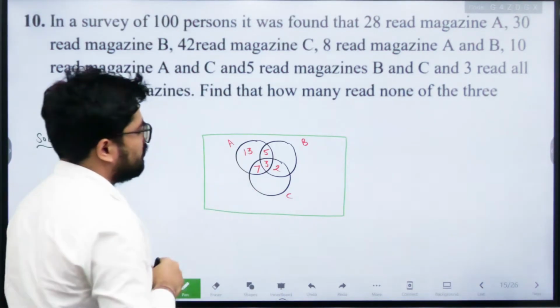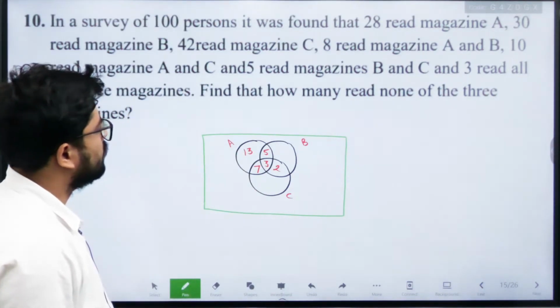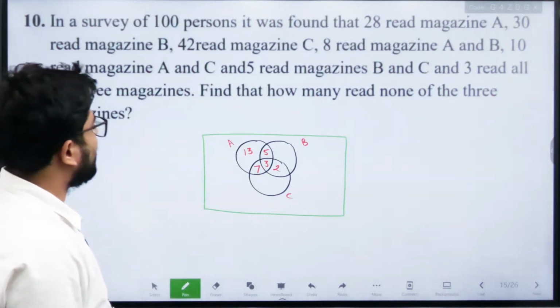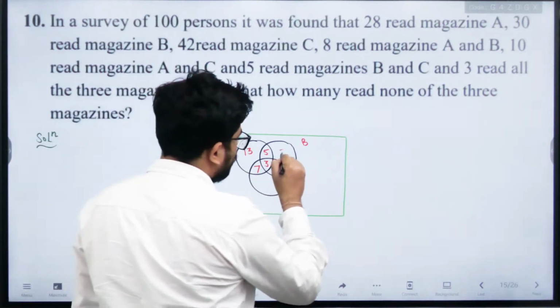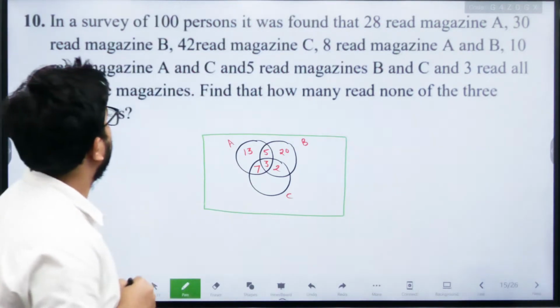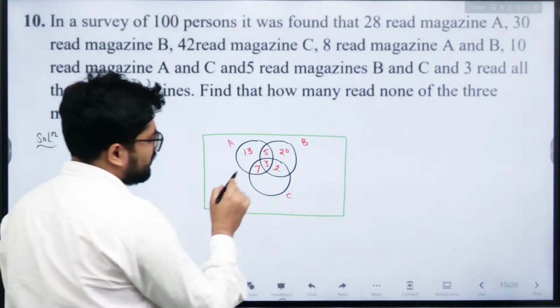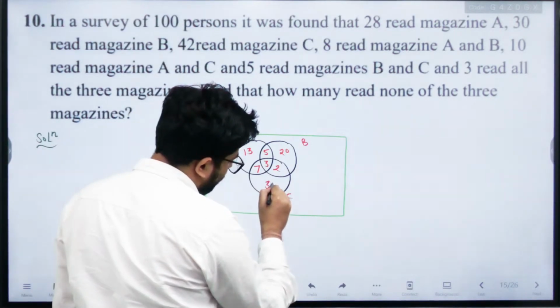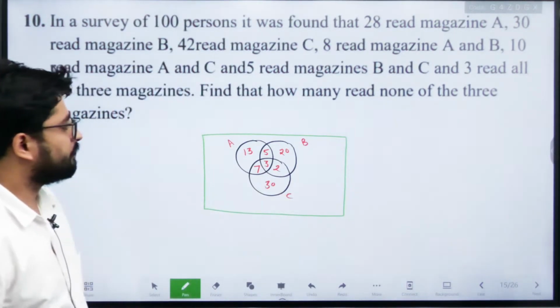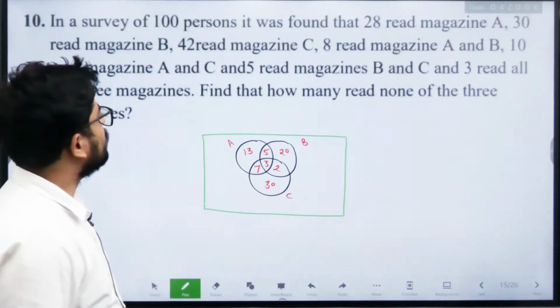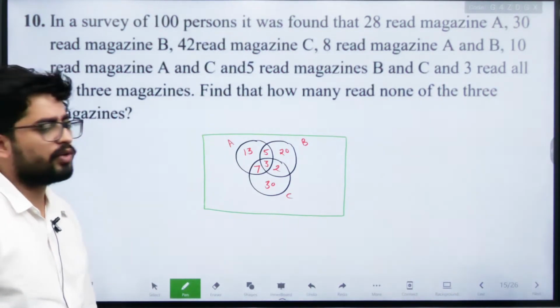So 13 is here. Yes. 30 read magazine B. So 20 is here. Next, 42 read magazine C. That is 30 read magazine C only. Okay. So this is your Venn diagram according to the given data.